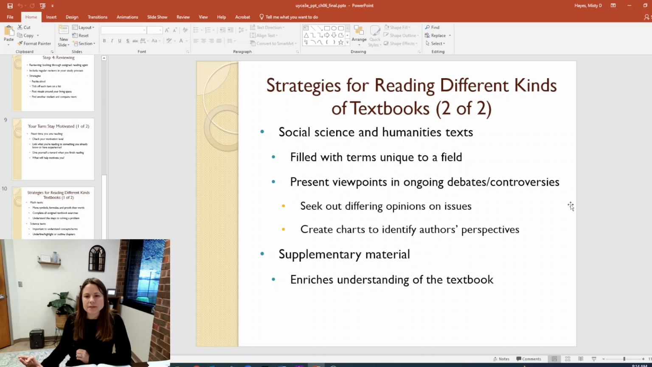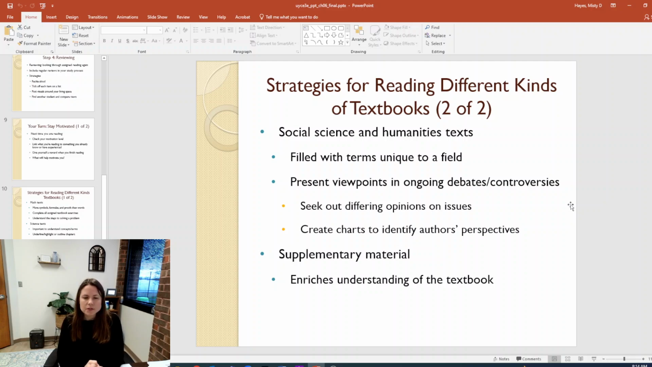With these types of texts, it's important for you to look at not only the terms, but a lot of times you're going to be looking at different viewpoints. If you're taking speech, you may be doing debates and controversies, right? So you're going to look at a lot of different opinions and issues within the content. Your idea would be to seek out those different opinions, look at the debates, compare things, and look at the author's perspective. You're going to be looking at that when you're reading and studying.